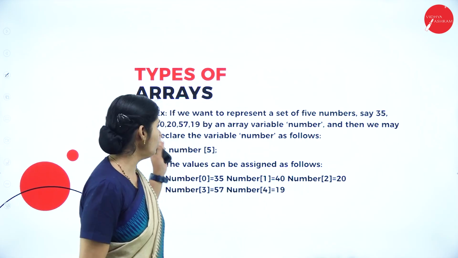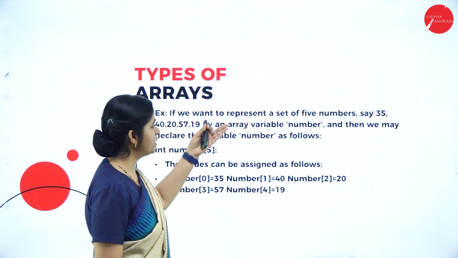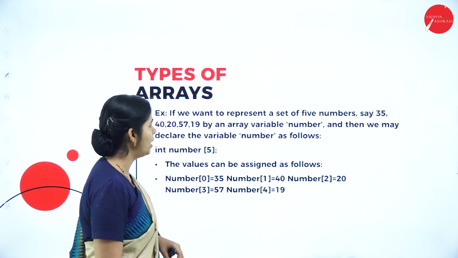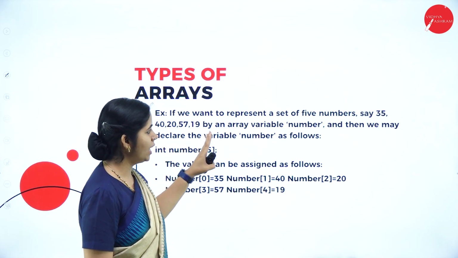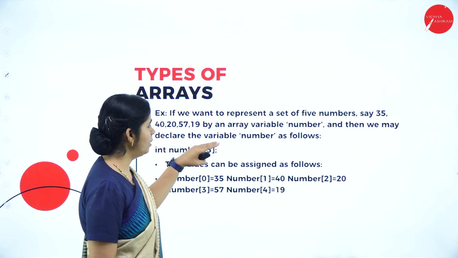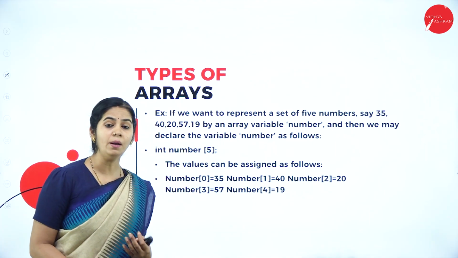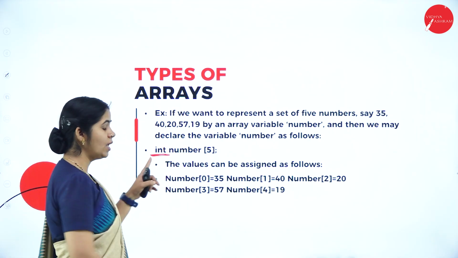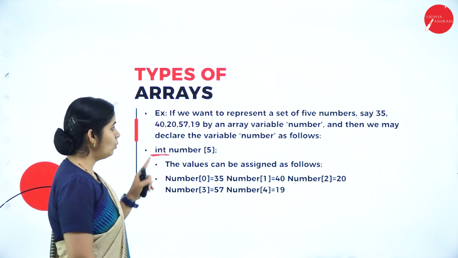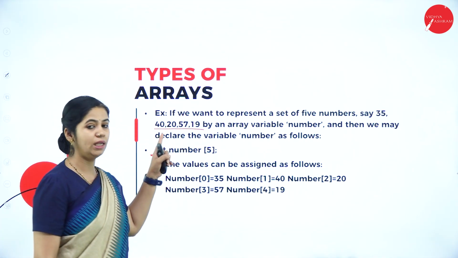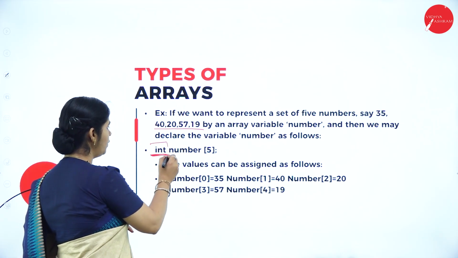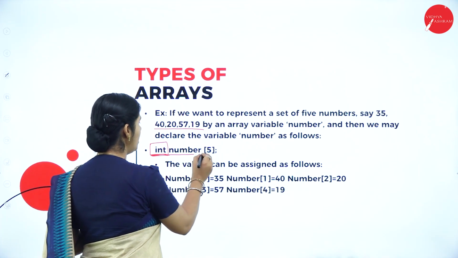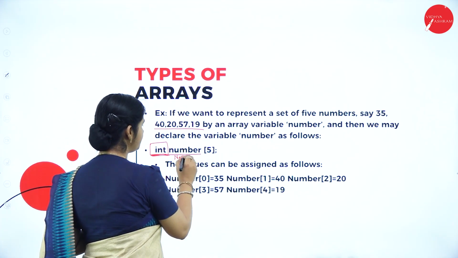Then, an example for representation: we want to represent a set of 5 numbers, say 35, 40, 20, 57 and 19, by the array variable number, and then we may declare the variable number as follows. How can we create the array? What is the syntax? First we should have a data type, right? What values am I storing? I am storing integer values, so the data type will be integer. Next, what should I have? I should have a name for the array.